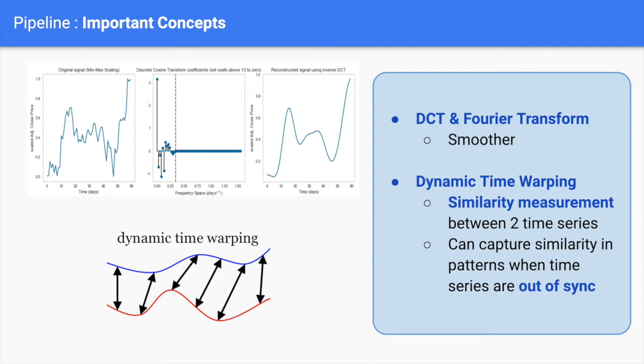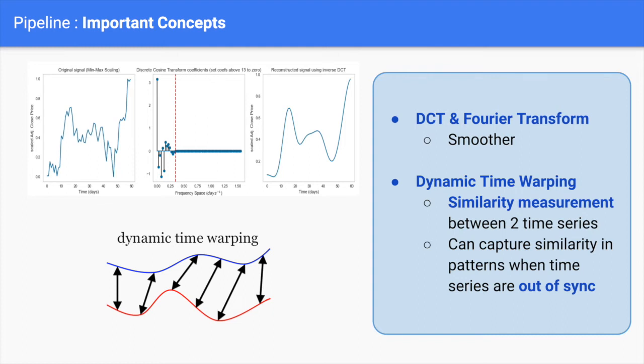Thanks, Maxime. So before we dive into some of the results that we got, we also want to introduce you to two important concepts that we applied while clustering our time series. The first one is DCT and Fourier transform. While they are common tools for data compression, we also utilize these techniques as a smoothing method to eliminate some noisy signals in the time series.